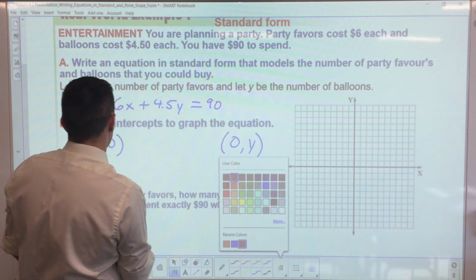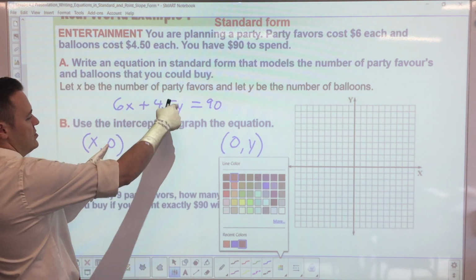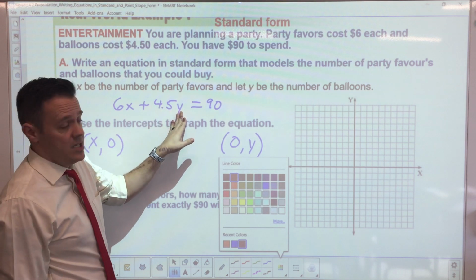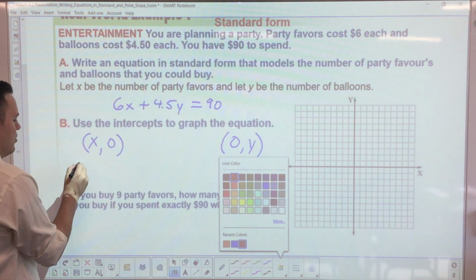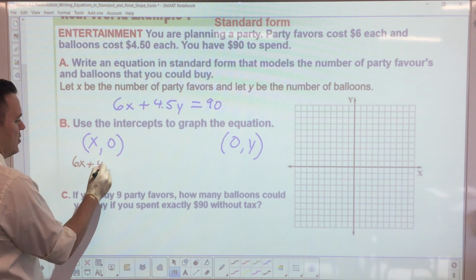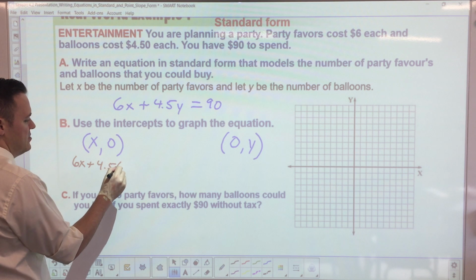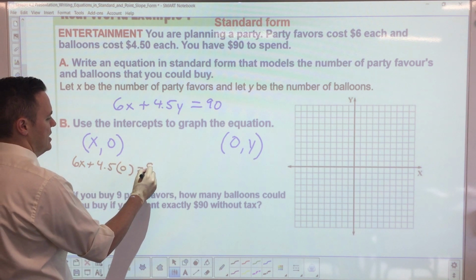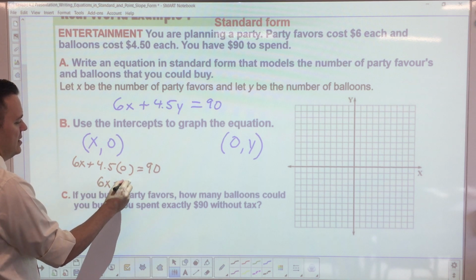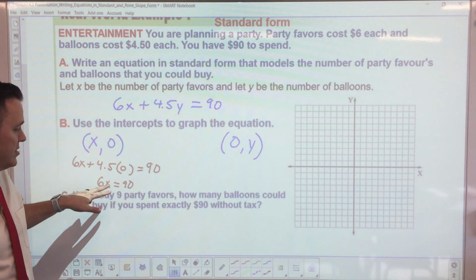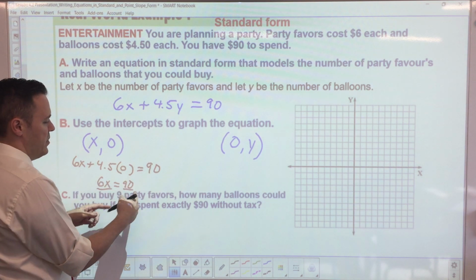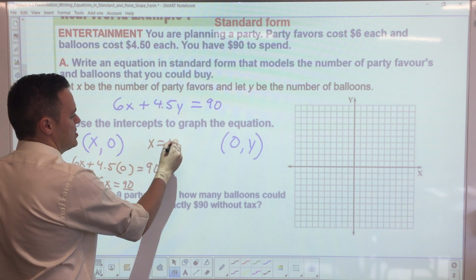So let's work on this first one, for example. If I put a 0 into y, okay, it's going to do what? 4.5 times 0 is 0. You cancel it out. I will write it out this one time, but going forward, we're just going to cancel it out right away. And that's 4.5 times 0 equals 90. So these cancel out, and it's just 6x equals 90. Then your next step is to do what? This is multiplication. Opposite of multiplication is divide. Divide both sides by 6. You're going to get x equals 15.